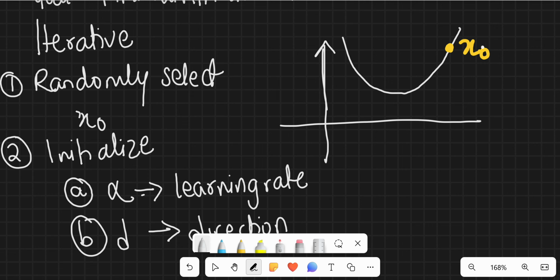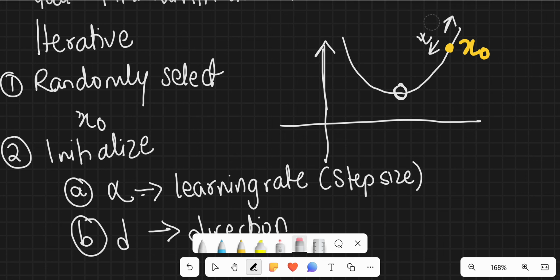So imagine you are at x is equal to 0. If you go in this direction, you will never reach my minimum point. So you should know which direction to take. If I take this direction, only then can you go to this particular point. And the learning rate alpha is also known as step size.